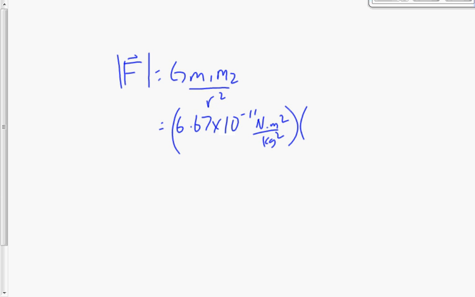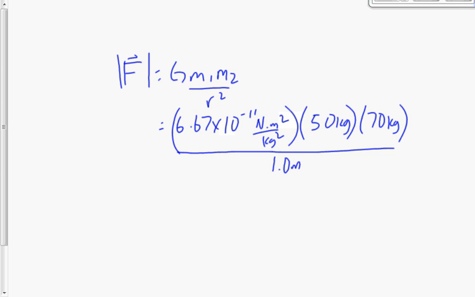m1 is the mass of you. Let's say you're 50 kilograms. The person sitting beside you is 70 kilograms. And we divide that by the distance that separates you. For some of you, it's a meter and a half, 2 meters. Let's go with 1 meter. The closer you are, the bigger the force of gravity that will exist. So we'll go with a smaller number.